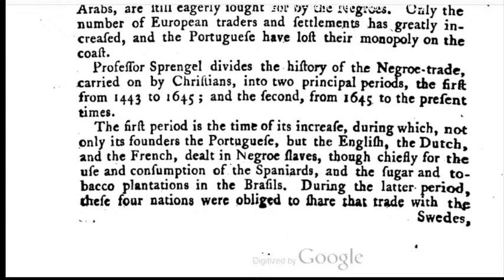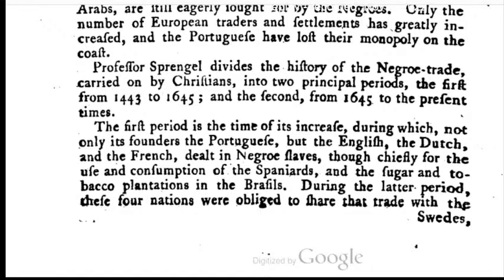Professor Springer divides the history of the Negro trade carried on by Christians into two principal periods. The first from 1443 to 1645, and the second from 1645 to the present time. And I told you this was written in 1718, something like that, somewhere along that line. I don't remember the exact date. So he said there were two primary periods of the slave trade carried on by Christians.